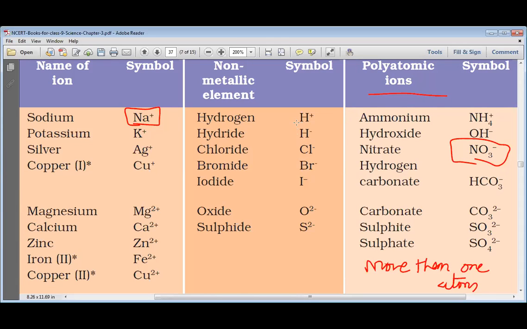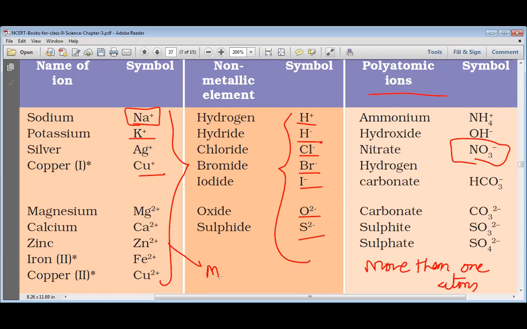But as for these ions, you can see that they have only a single atom, and that is why these types of ions are collectively known as the monoatomic ions. Please remember, my dear students, that we can have two types of ion. One is polyatomic ion, another is monoatomic ion.